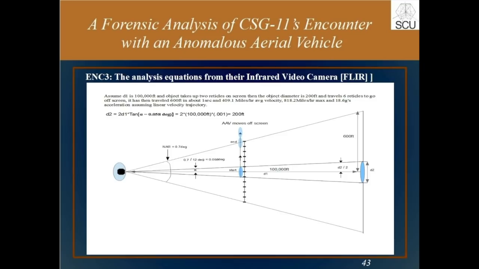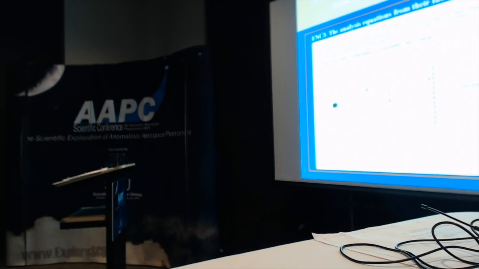The video portion I took is about a second long, and it's 30 frames per second. So you can calculate the frame number from the beginning of the video, and you can figure out it takes about 1 second for it to go off the screen. So what that comes out to is the object, in this particular case, and this is not what really happened, just as an example, was traveling at 409 miles per hour. The maximum velocity was twice that, 818 miles per hour, and it was pulling 18.6 Gs. So this is the technique I used for creating all these tables.